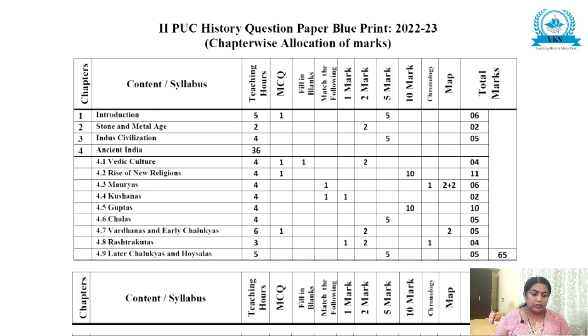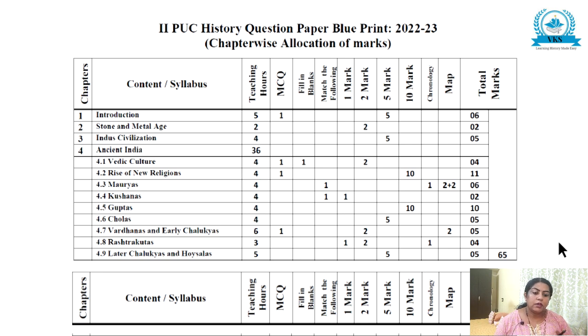Here you can see on the screen the blueprint, that is the second PUC history blueprint 2022-23, chapter wise marks allocation. If you see, there are different columns which tell MCQs, fill in the blanks, match the following, 1 mark, 2 mark, 5 mark, 10 mark questions, chronology and map, and then there is a column for total marks. So let us see the blueprint.